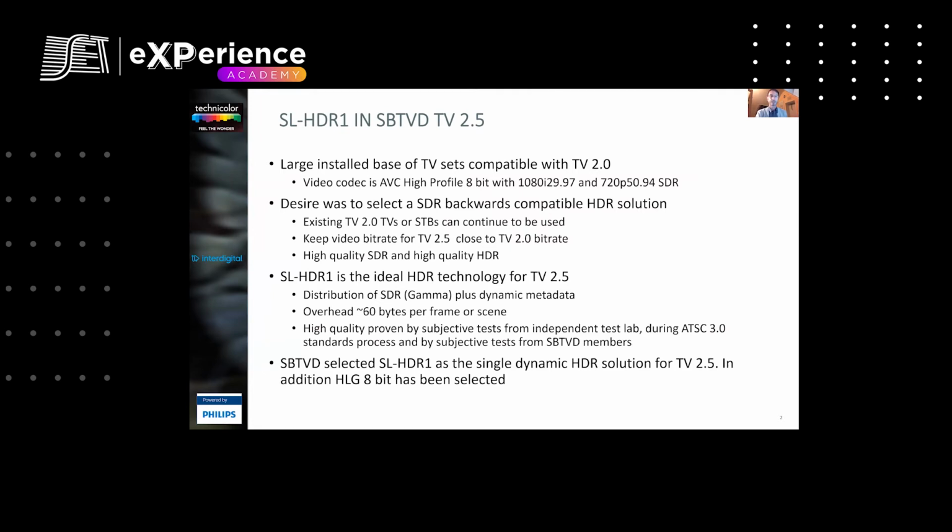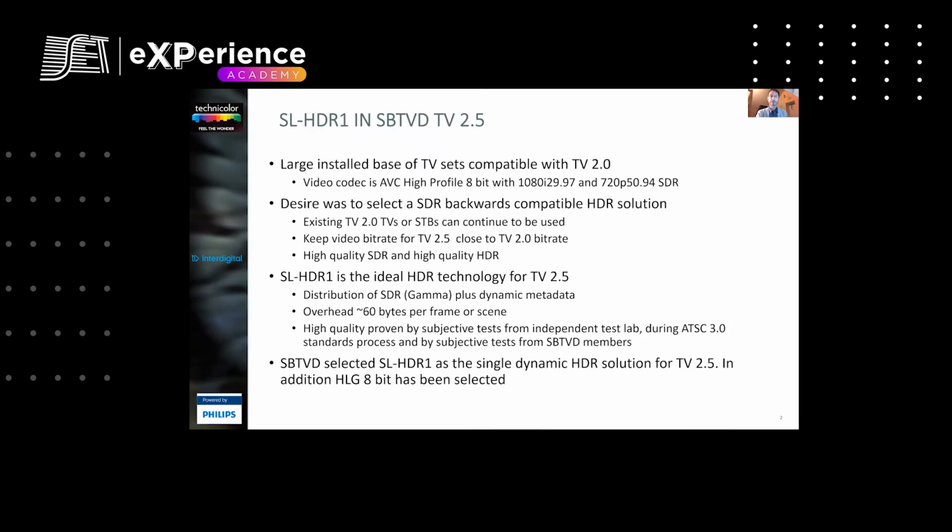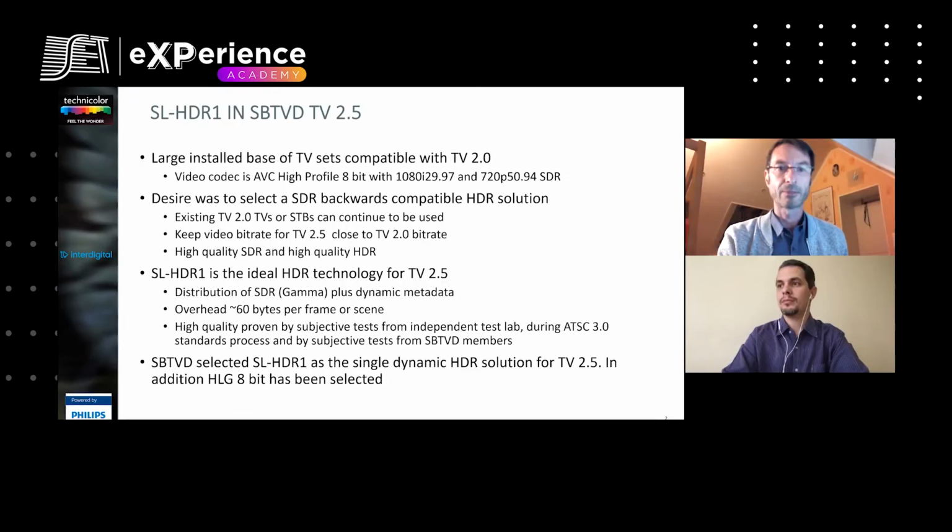There is today a large installed base of TV sets compatible with TV 2.0. The video codec used here is AVC High Profile 8-bit with either 1080i or 720p resolution, and everything is standard dynamic range. The desire with TV 2.5 was to select a backwards compatible HDR solution so that existing 2.0 TV sets and set-top boxes can continue to be used as before, and also to keep the video bit rates for TV 2.5 close to the one of TV 2.0. This can avoid simulcast. High quality SDR and high quality HDR is also asked.